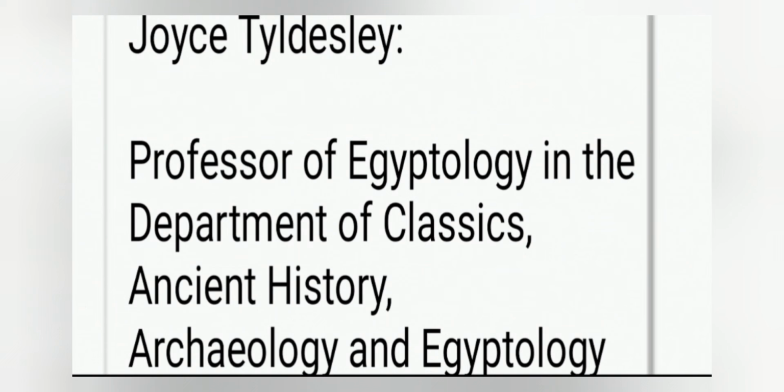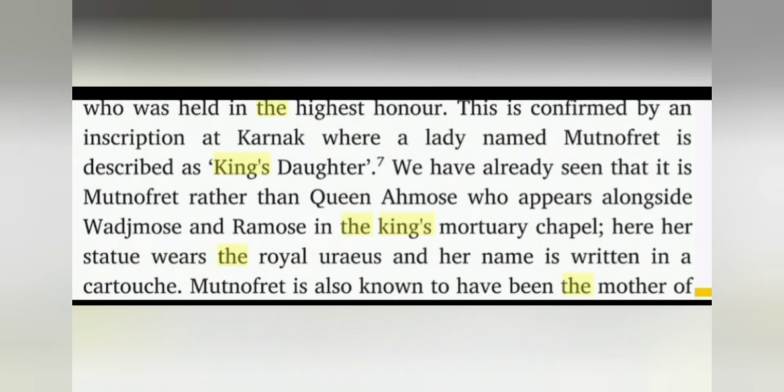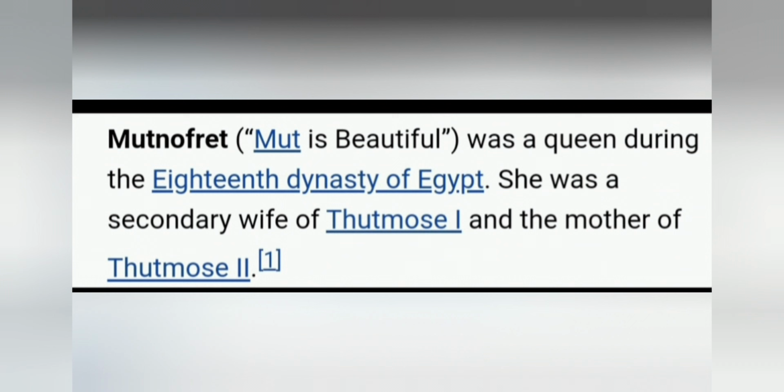This is just proving the Egyptologists' or archaeologists' point. So this is from another professor of Egyptology and archaeology, just to confirm that it is inscribed that she is in fact the king's daughter. It says an inscription at Karnak where a lady named Mutnofret is described as king's daughter. So let's see what this woman's name means. It means Mut is beautiful. And we see throughout the ceremony, it's all talking about Mut becoming beautiful, Renetunet becoming beautified by Senemnet. She fulfilled her name's meaning.